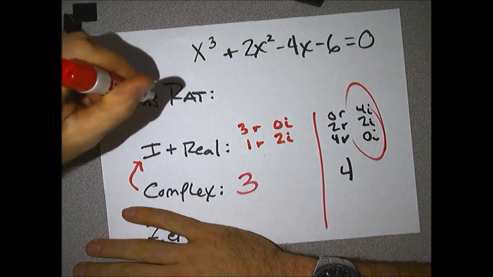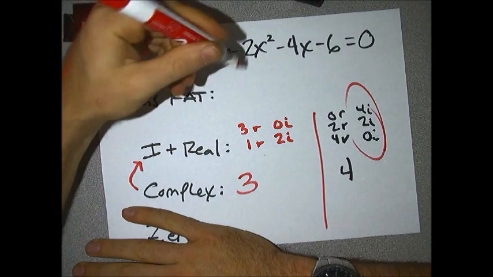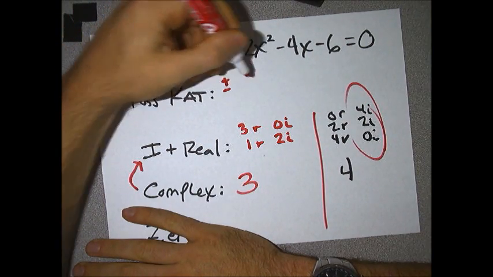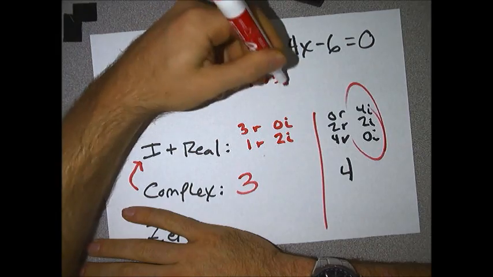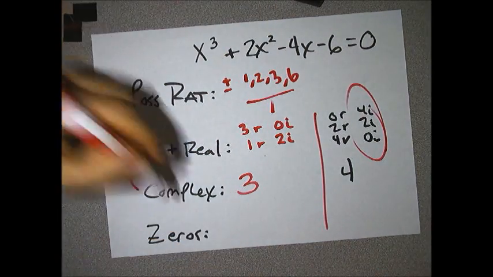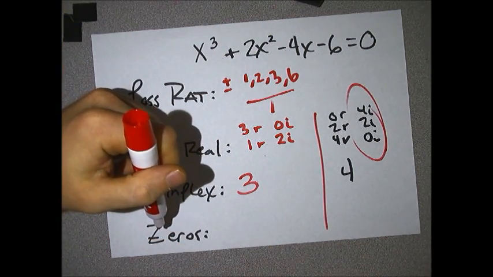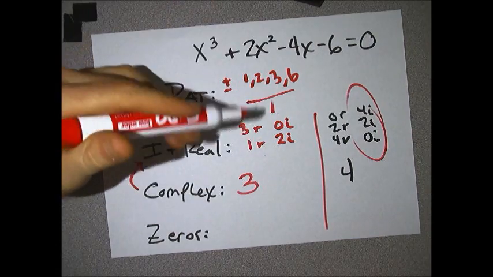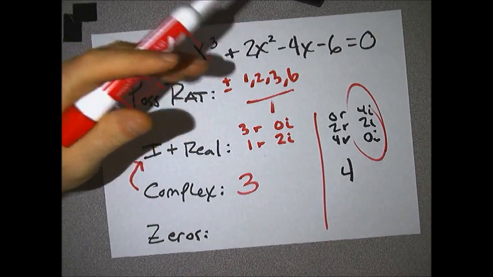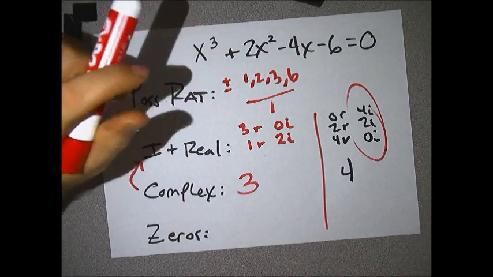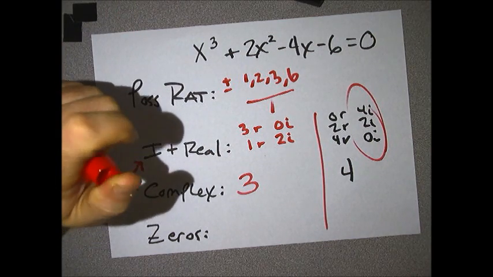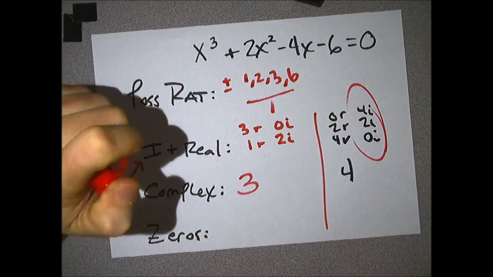Possible rational roots, you already know that: factors of the back over factors of the front. Zeros, you know how to find them, right? You go through, do synthetic division, do all the work, or you could use your calculator and just trace them out. Sound good? Okay.